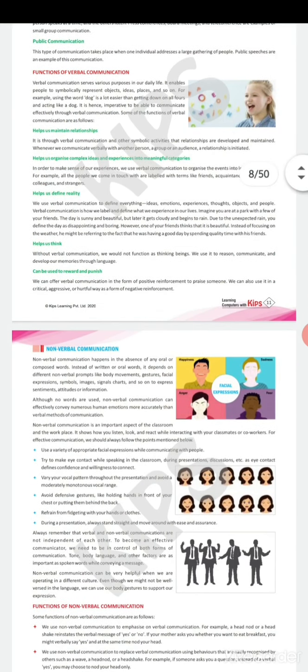Now next we will read the functions of verbal communication. What are the functions? Why do we use verbal communication? First thing is that it helps in maintaining relationships. Suppose you are with your friend, and some kind of misunderstanding happened, then you can talk it out. So it will help you to maintain a proper relationship. It is through verbal communication and other symbolic activity that relationships are developed and maintained. However we communicate verbally with another person, a group or an audience, a relationship is initiated.